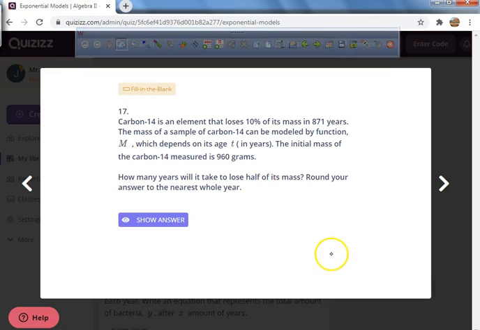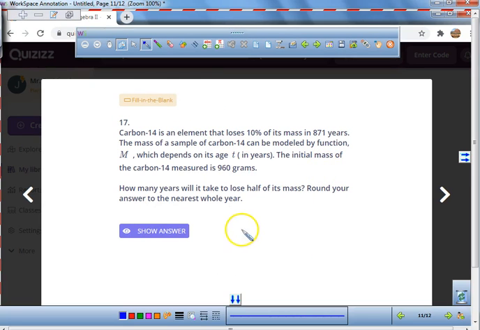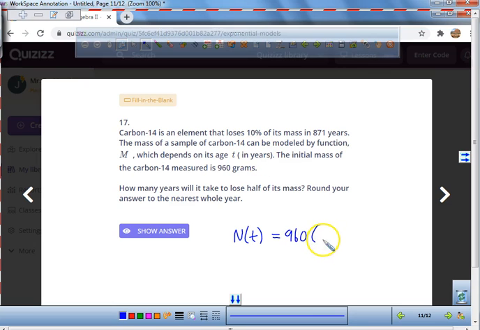All right. So here's the problem that I would like you guys to do with me. We have our model, N of t, equals, it starts with what? 960. It's losing 10% of its mass, which means it keeps this. It's over 871 years. Now, if we want to lose half of its mass, what does this number have to be?